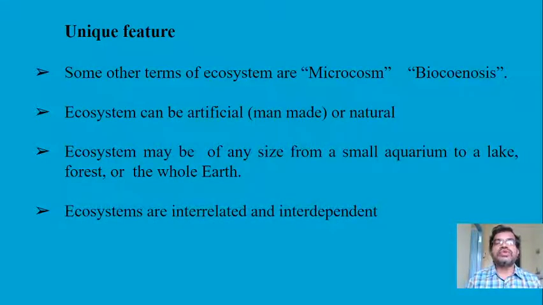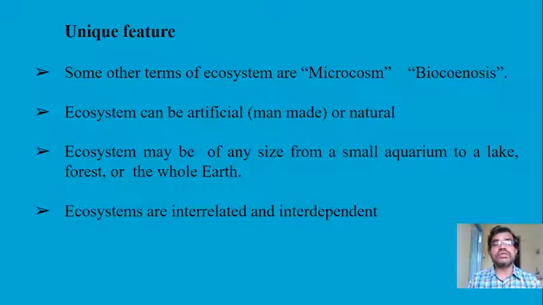There are various terms used to refer to ecosystem. It is called by the name microcosm. It is also called biogeocoenosis. Ecosystem can be man-made or natural. It can vary from a small aquarium to a larger earth. So an aquarium represents a small ecosystem and the earth represents a big ecosystem. So whatever the size, the components, the living and non-living components, must be there and they should interact for the existence of any ecosystem.